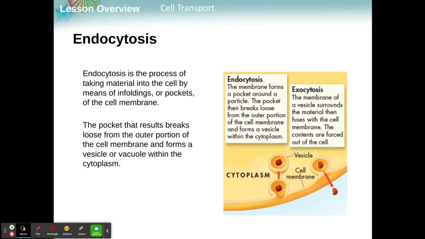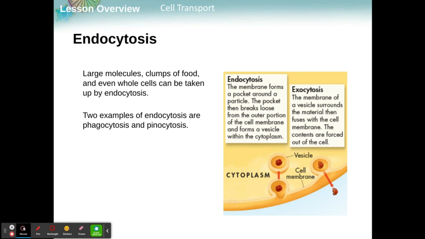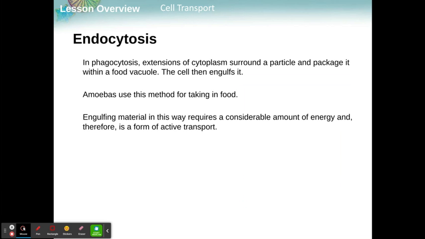So we can see here this endocytosis, we're bringing these materials in. The pocket that results will break loose from the outer portion of the cell and form the vesicle within, and then travel to whatever its target is. Two examples of endocytosis are phagocytosis and pinocytosis. With phagocytosis, we are bringing solids in. With pinocytosis, we are bringing in liquids.